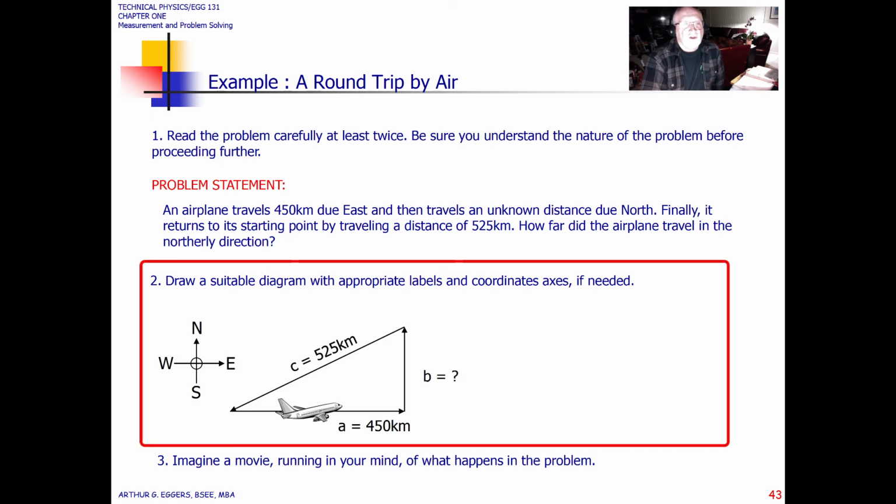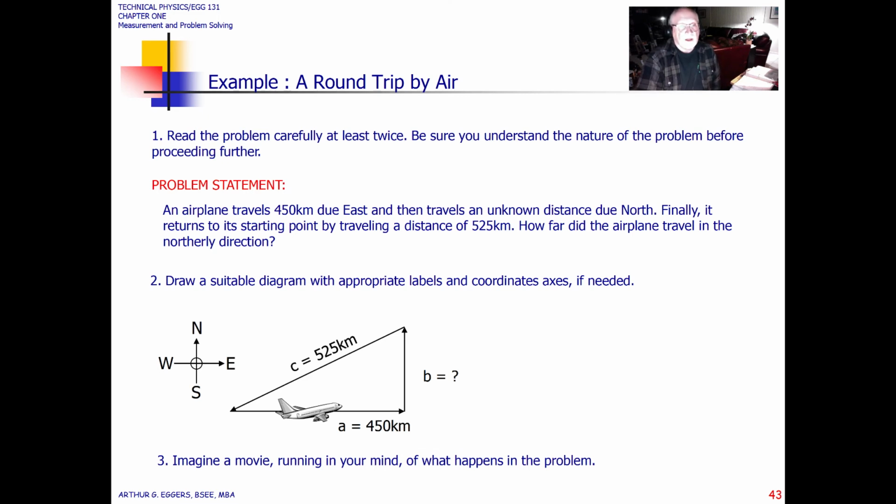Then the second step said draw a suitable diagram. So you can create a quick right triangle here and put in the values labeled as the sides of the triangle, determine which values you have, which one you don't have. Since it's asking for the northerly direction, we know that side B is going to be what we're solving for, the northerly direction. And then go back and think about this like you're running a movie in your mind as you reread the statement and look at your diagram and start doing an image in your mind of what you think is going on in the problem.